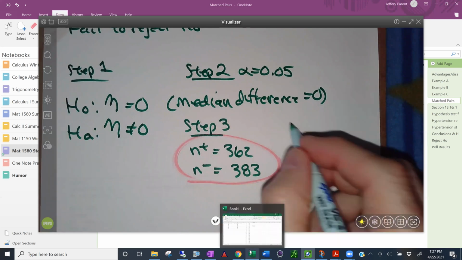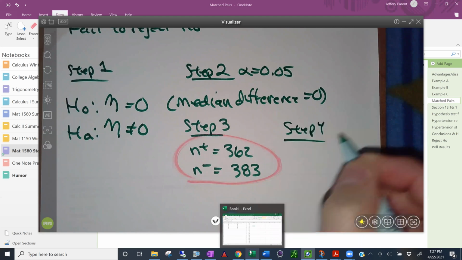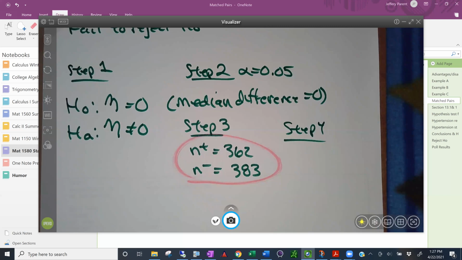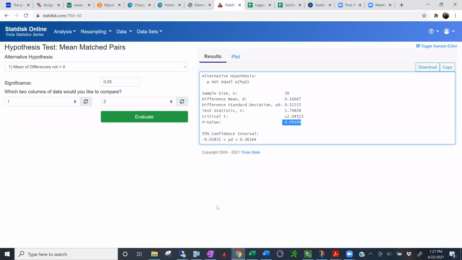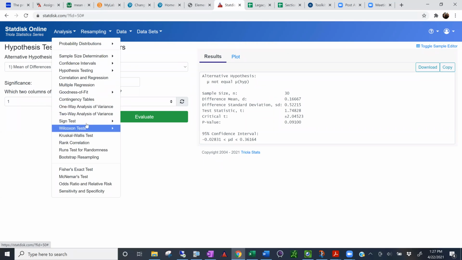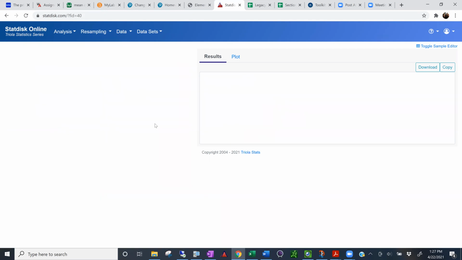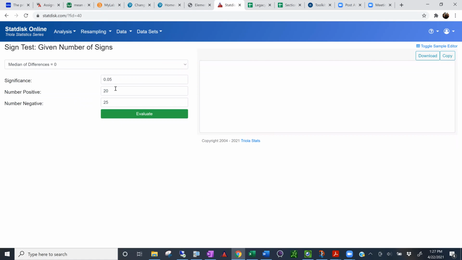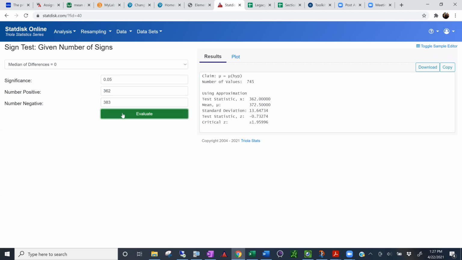So step 4, we're going to input the data, and we'll put that into StatDisk. This is going to result in a z value, but we're not actually going to get a p value out of it, not from the sign test, not in the output the way you have designed it. I'm kind of surprised. It'd be pretty easy to give a sign test, but maybe it's results you want to be able to get for yourself. 5% significance level looks good. 362 positive, 383 negative. So, bam.